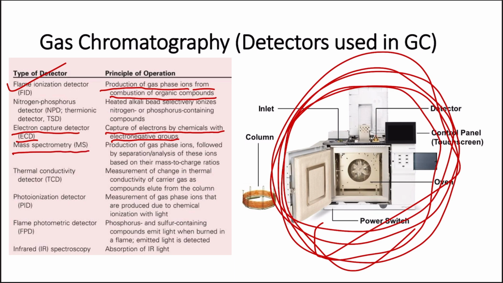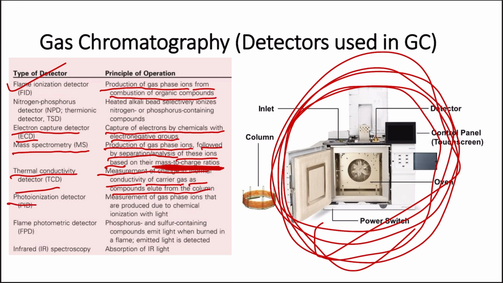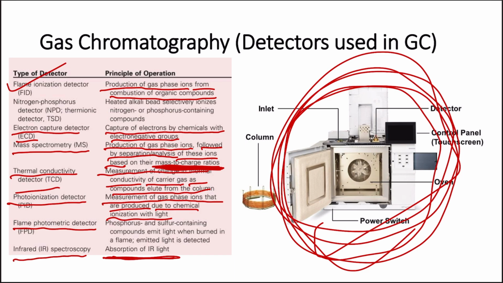Then we have mass spectrometry, which is usually combined with chromatography. Here also there is production of gas phase ions, followed by separation and analysis of these ions based on their mass to charge ratio. This phrase is very important, that is, based on the mass to charge ratio. Next is the thermal conductivity detector, which measures the change in thermal conductivity of the carrier gas as the compounds elute from the column. Then we have the photoionization detector, that is measurement of the gas phase ions produced due to ionization with light. Then we have the flame photometric detector, and infrared spectroscopy, which is based on the absorption of infrared light by the different components eluting out of the column.